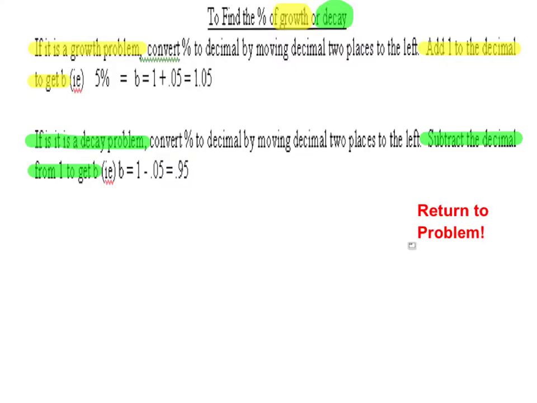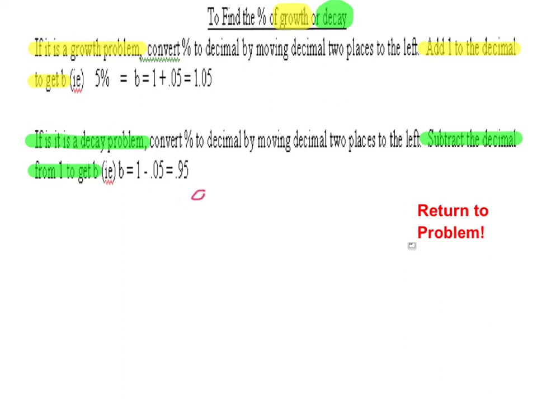I do want to talk about the percent growth and decay and the adding 1 thing I did. So if it's growth, you need to make the percent a decimal by moving it 2 places to the left, and then add a 1 to the decimal. So 5% would be 0.05, add 1, that would be 1.05. So that's 5% growth. If we have 5% decay, we subtract the decimal from 1. So 1 minus 0.05, and that gives us 95%.